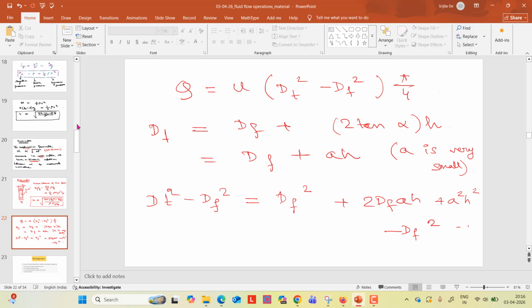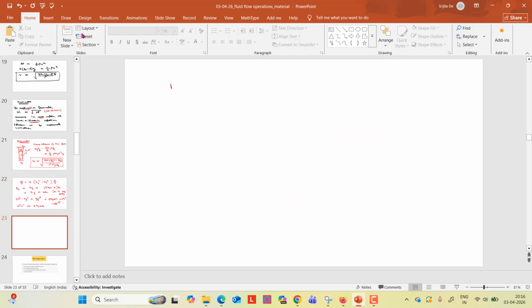So this df square will cancel out, and as we have seen, a is very small, right? That means a square h square will be less than 2df, so we can ignore this term. After ignoring the term, we get dt square minus df square equals 2df into ah. Now we are putting this value in q. So the expression of q is written here.